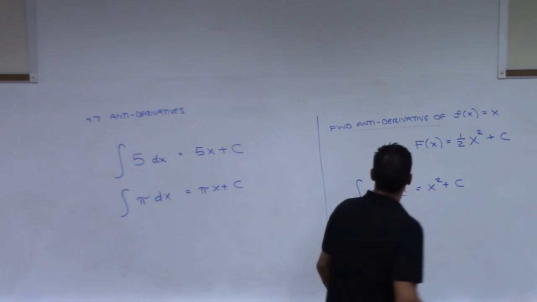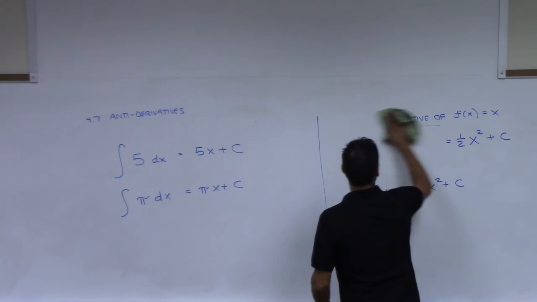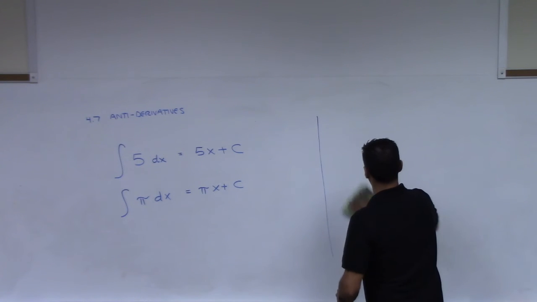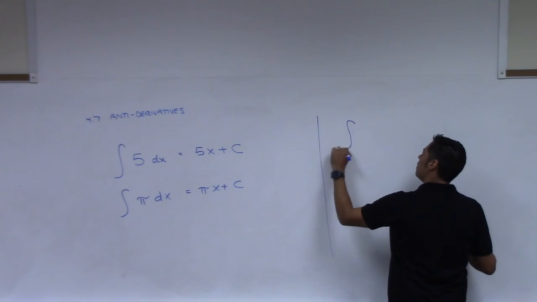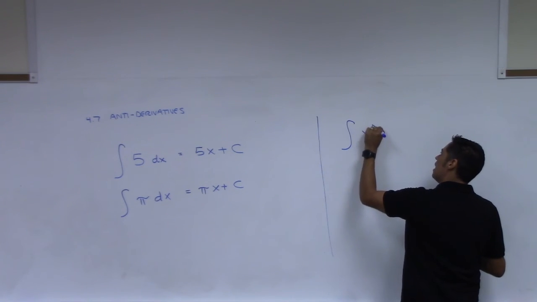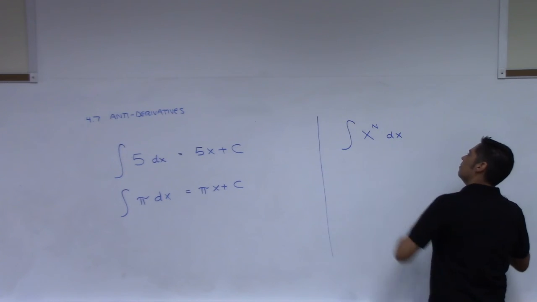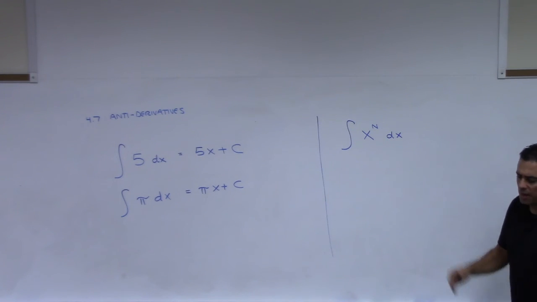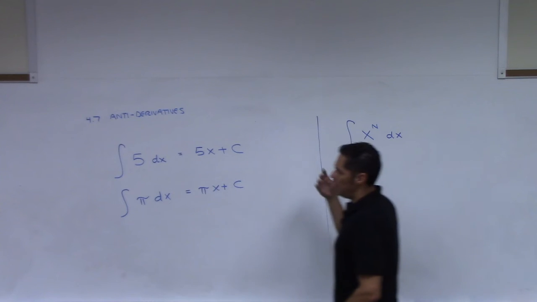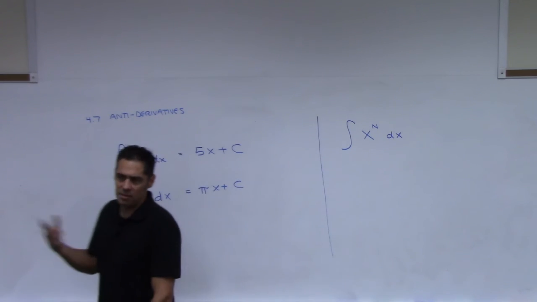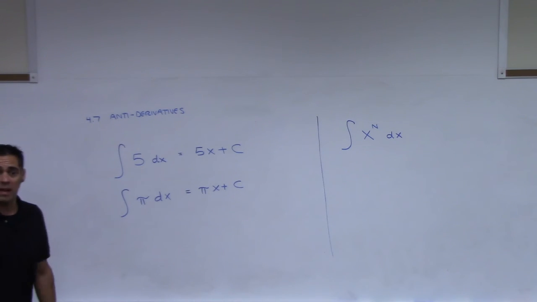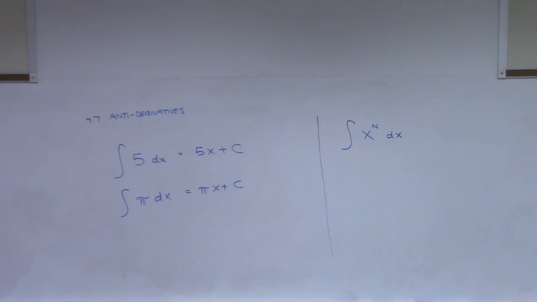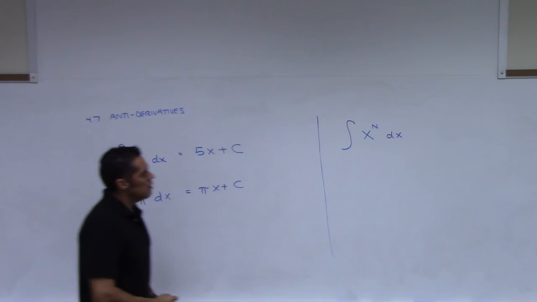What about the antiderivative of x to any power? So not x squared, not just x. It could be x squared, x cubed, square root of x, doesn't matter. 1 over n minus 1.